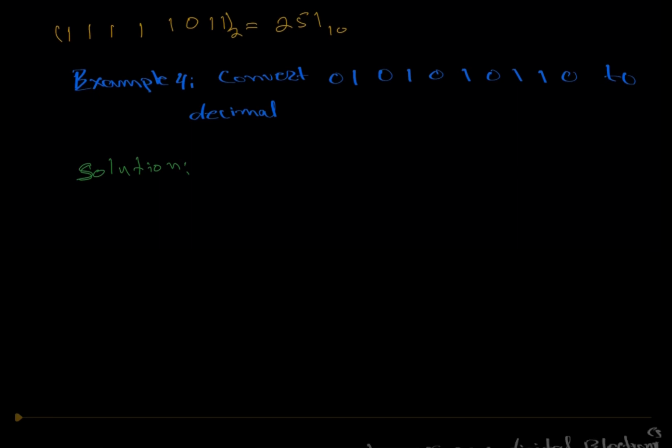Okay, so it'll be 2 to the 0, 2 to the 1, 2 to the 3, sorry, that's 2 to the 2. Why did I jump? 2 to the 2, 3, 4, 5, 6, 7, 8.